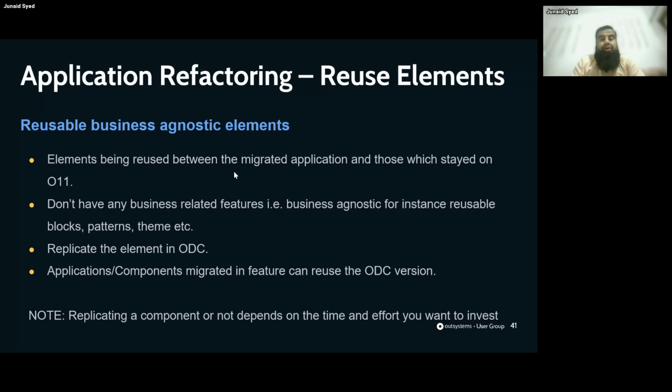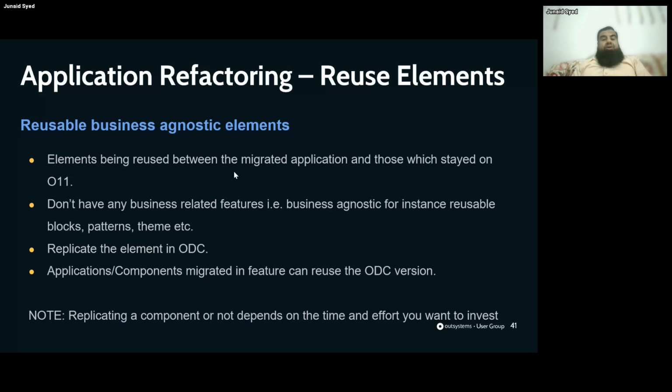This is mainly about how we picked up the things. We were able to copy over the things from O11 to ODC, from O11 applications to ODC applications.